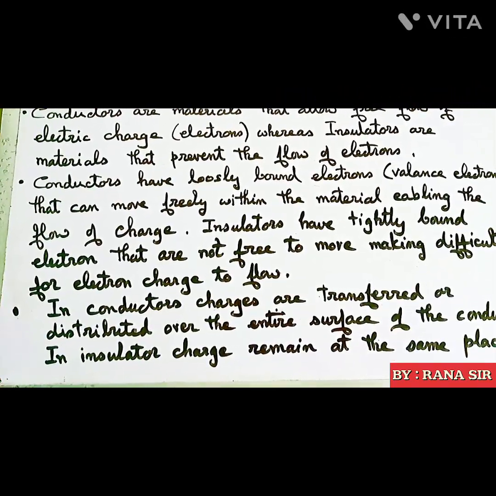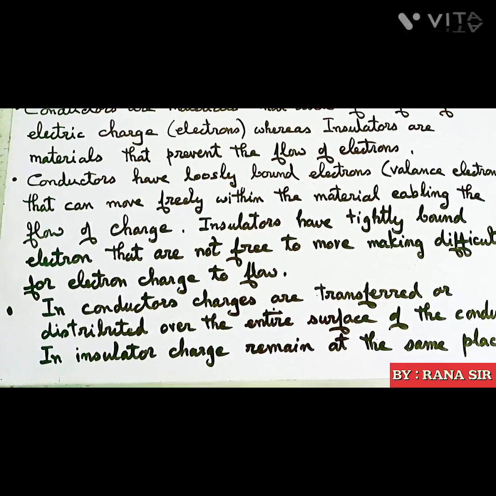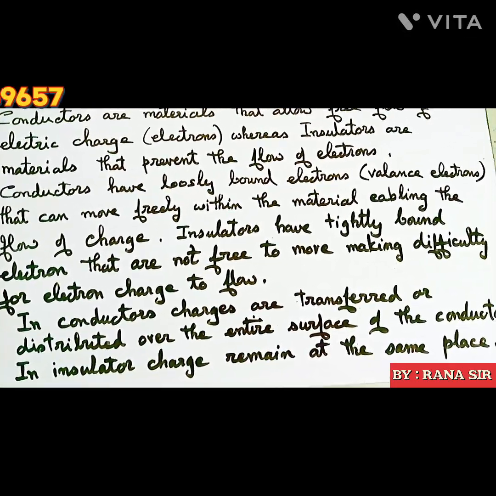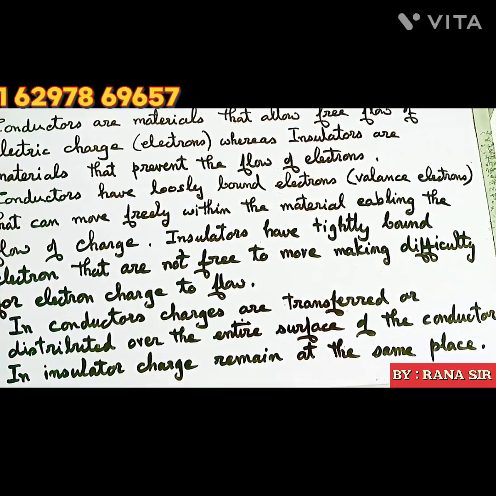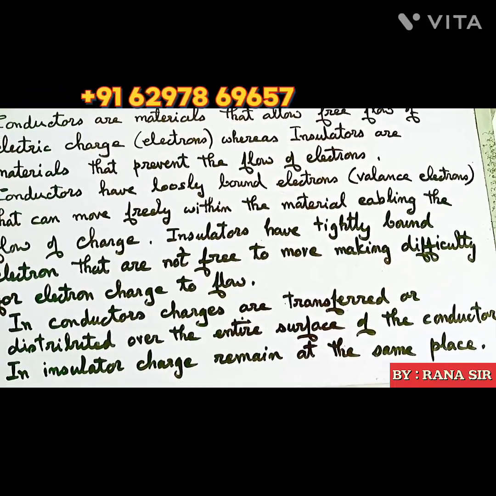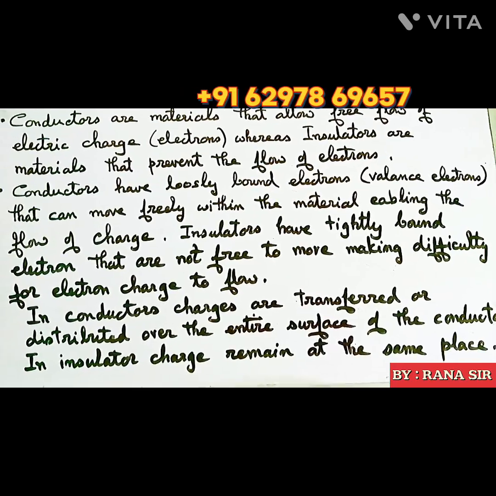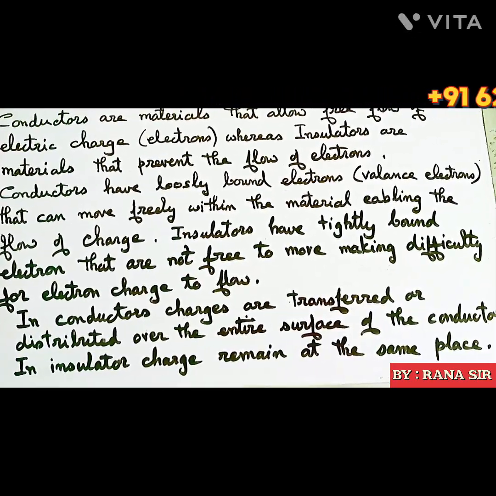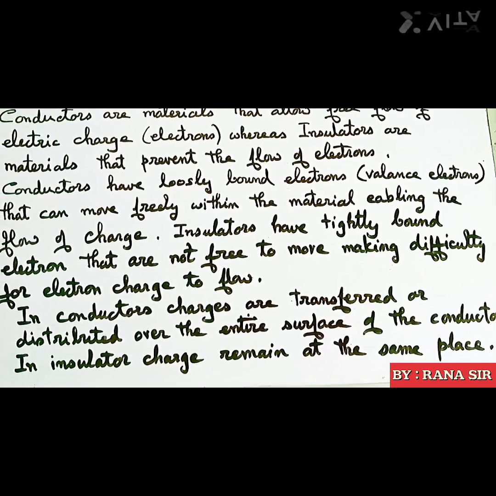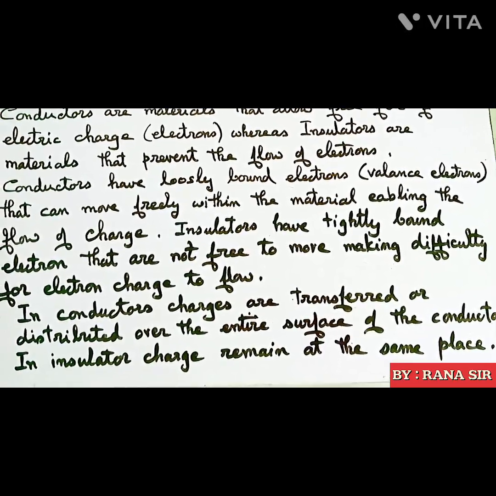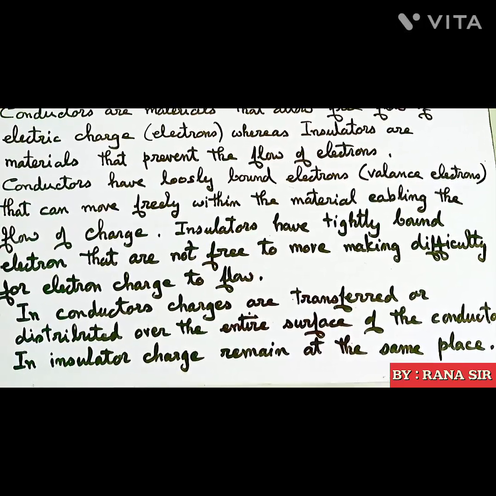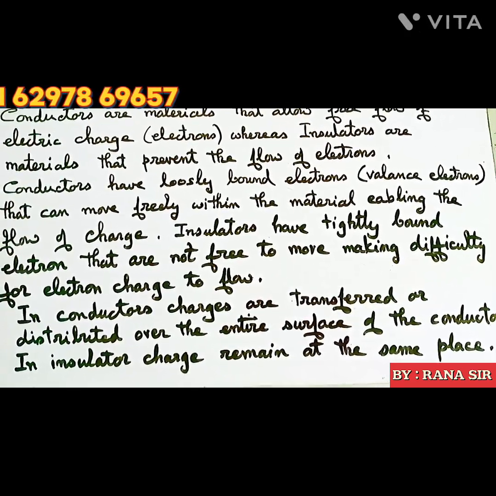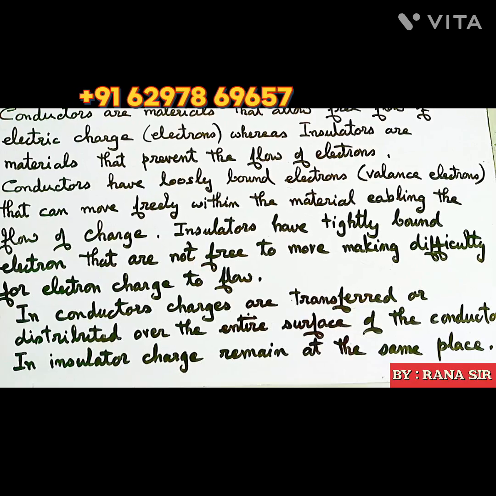Next point, in conductors, charges are transferred or distributed over the entire surface of the conductor. In an insulator, charge remains at one place, one point. Charge remaining at one point is known as static electricity, and the flowing of charge is known as current. It is mobile. So in a conductor the charge is mobile, and in an insulator the charge is static.